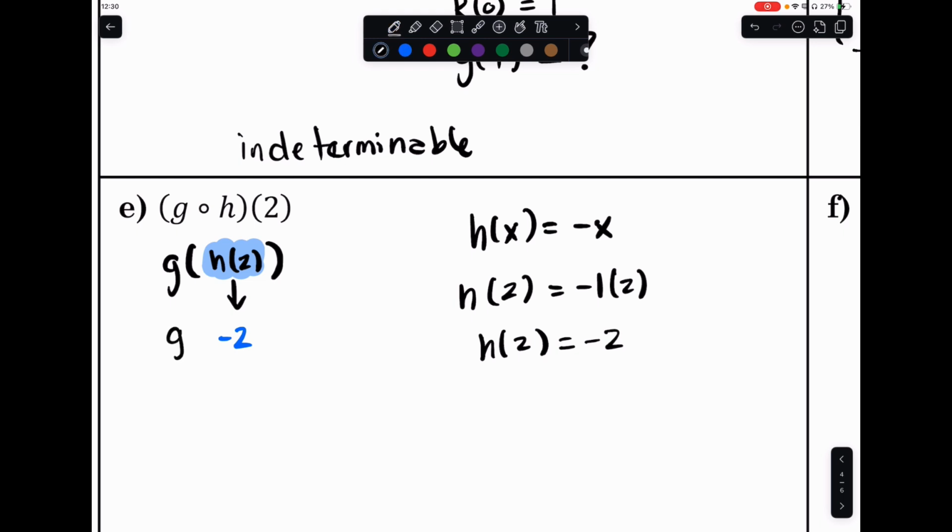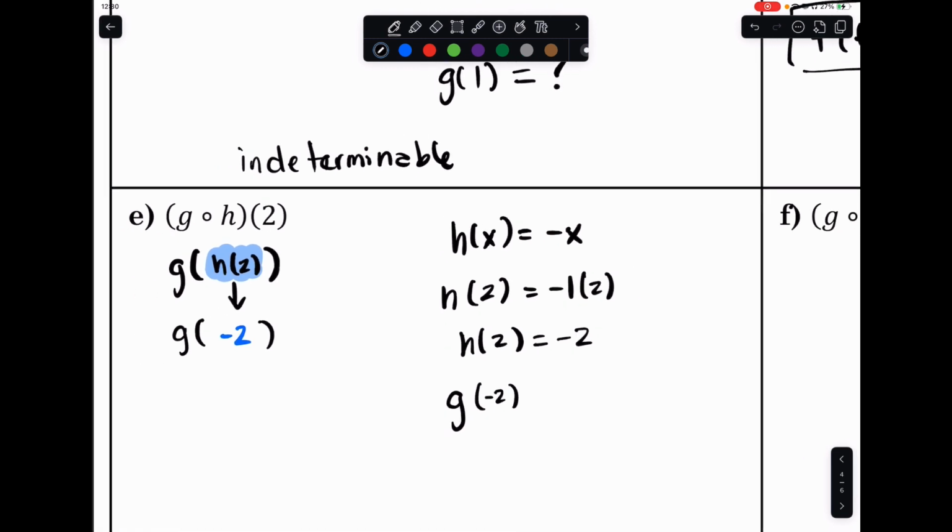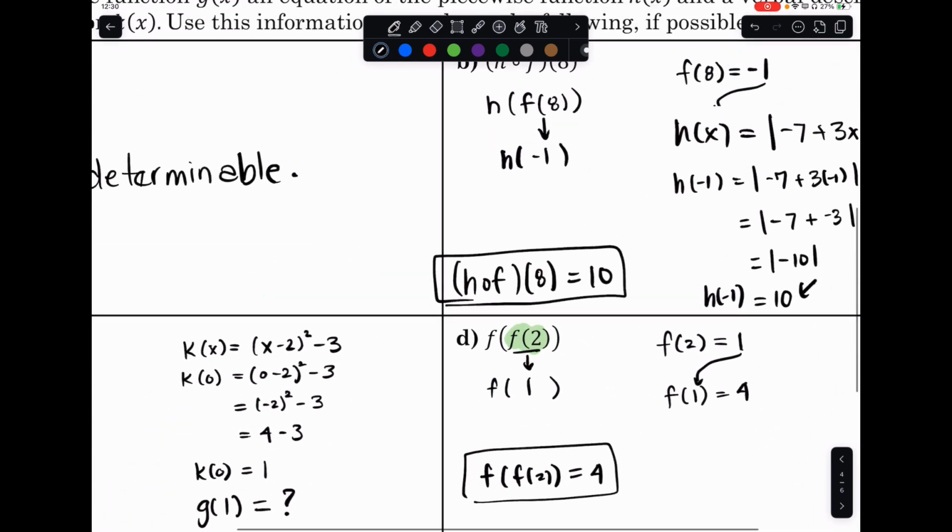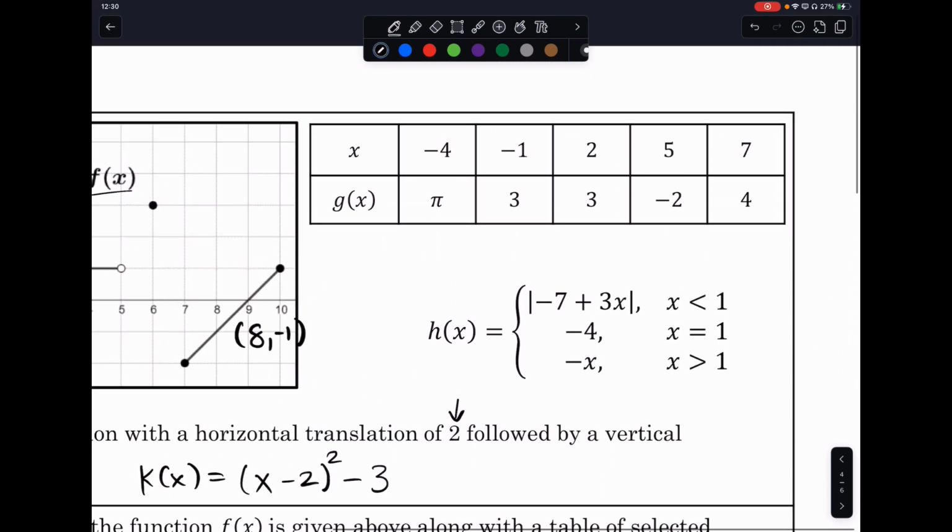So now we're going to evaluate the outside function, which is g, at this value of -2. So we're going to now figure out what g of -2 equals. So let's see. Well, if I look at the table G, I'm going to come across the same problem as before. It is indeterminable. The only values of x that I have for the function g are -4, -1, +2, +5, and 7. Since I do not have the x value, I do not know what the y value is when x is equal to -2, then I can't figure it out.